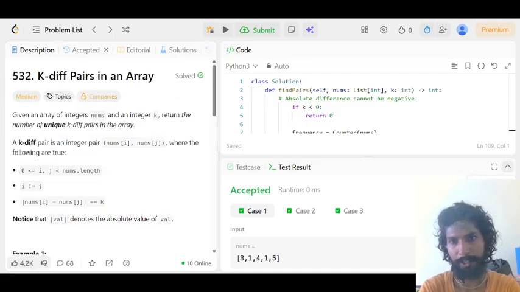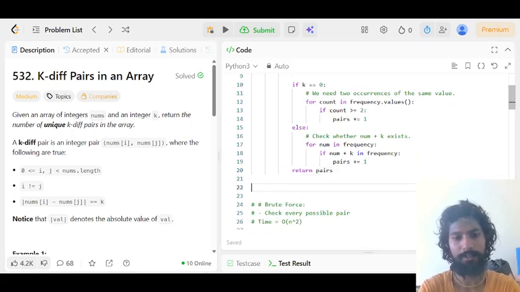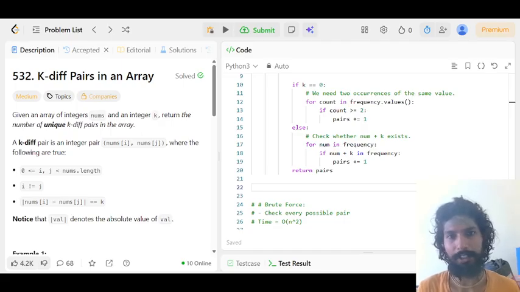So the question can be, why do we not count duplicates? We iterate over the keys of the frequency map, not over the original array. Each unique number is therefore processed only once. For positive k, we always search for num plus k instead of checking both num plus k and num minus k. This means the pair 1, 3 is counted when processing 1, but it is not counted again when processing 3.